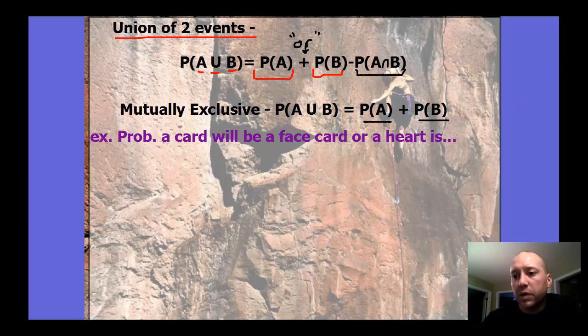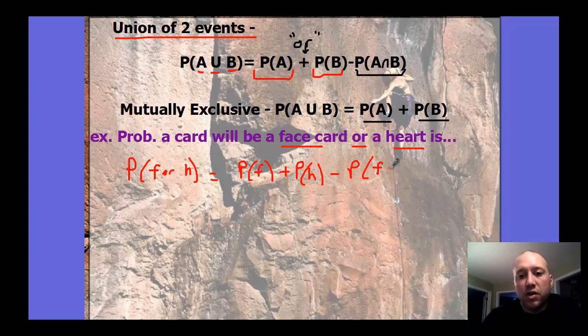An example of that would be if it's a face card or a heart. We still have to find the probability of the different events. So the probability of a face card or a heart. To find that, we need the probability of a face card plus the probability of a heart minus the probability of the intersection of face card and heart.